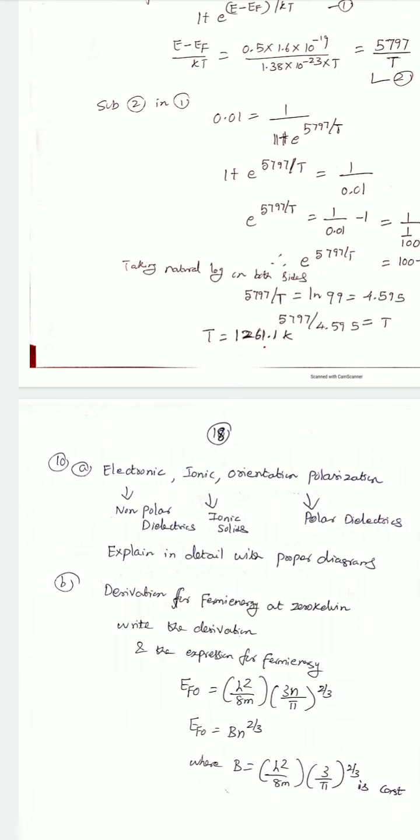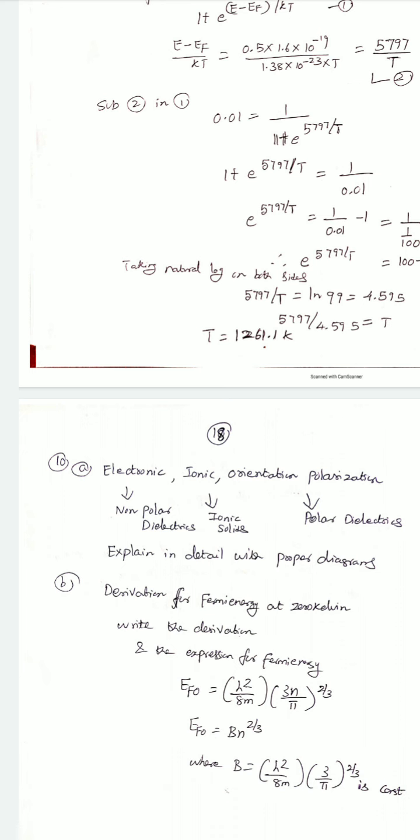Then the next one, that is 10a, that is polarization. It is regarding what is polarization. First you have to write the polarization definition. Polarization in dielectrics is the displacement of the charges due to the applied electric field. That definition you have to write. Then different types of polarization, that is electronic, ionic and orientational polarization. In detail you have to explain all these steps, with the diagrams.